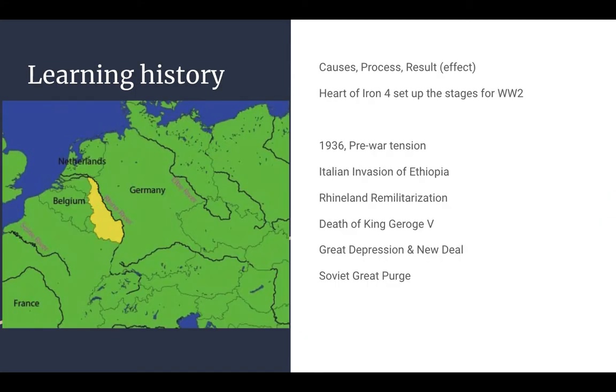So learning history is basically understanding the causes, process, and results. Hearts of Iron 4 basically focuses on the causes and the process of World War II. In the game, it starts in 1936, and some pre-World War II tension is built up during this campaign. For example, the Rhineland remilitarization, where Germany re-enters the Rhineland, which was a demilitarized zone at that time.